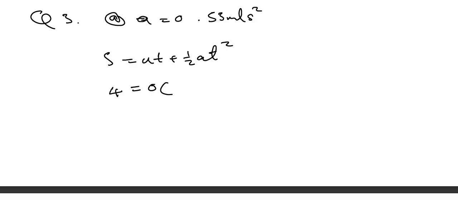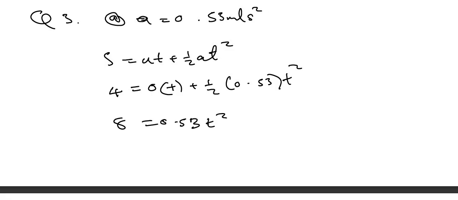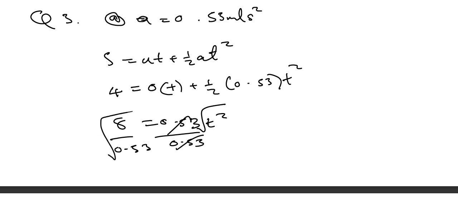The distance that it moved first was 4. Then we have the acceleration it was moving with, which is 0.53. We're trying to use this equation to get your time. So this is going to be 0.53 t squared. Divide by this, then we cancel here and take the square root. So we'll get our time. The time you're going to get will be 3.885 seconds, something close to this.